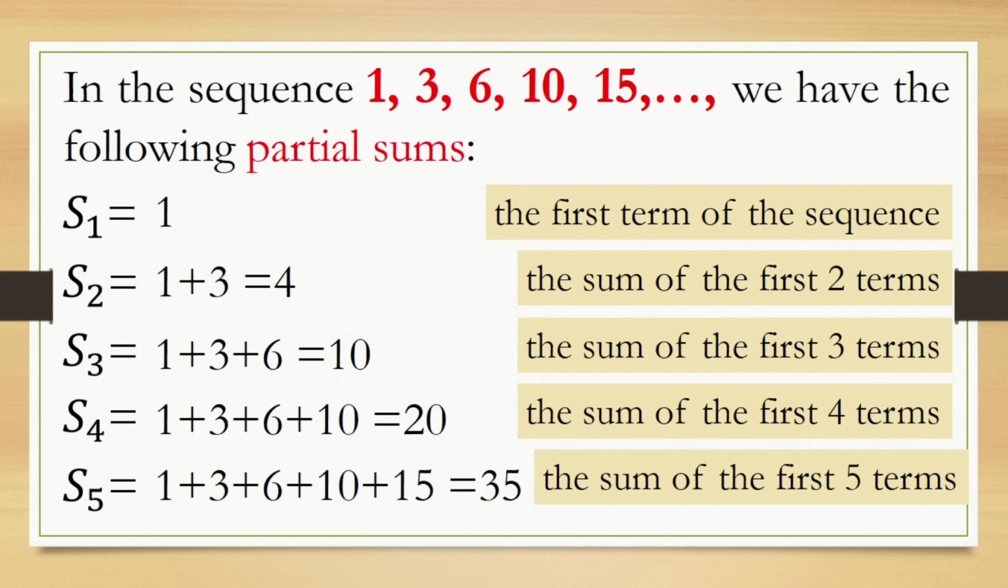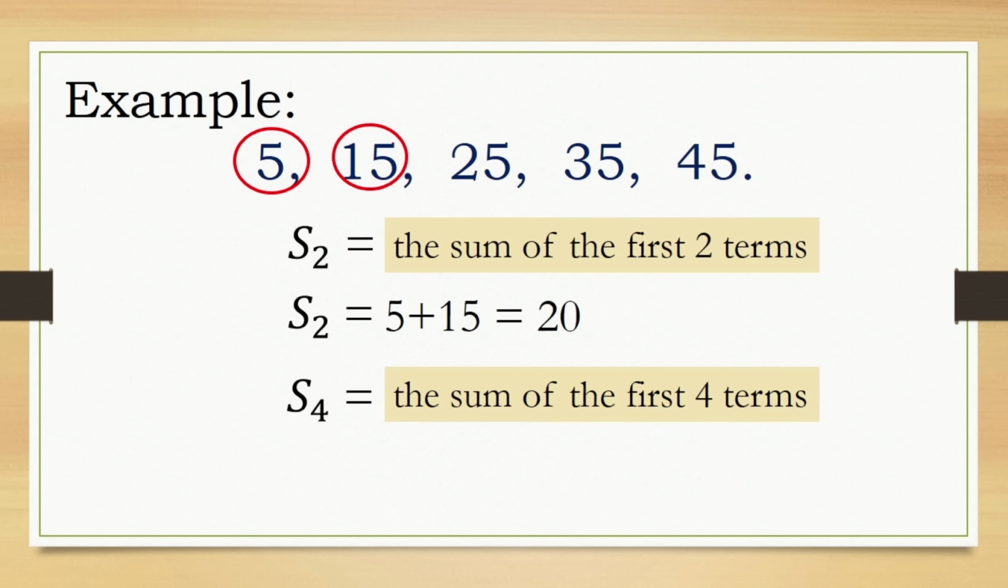Another example. S sub 2, ibig sabihin, the sum of the first two terms. So, ano yung first two terms natin? We have 5 and 15. So, therefore, we will have 5 plus 15, that is 20. S sub 4 is equal to the sum of the first four terms, yung unang apat. So, S sub 4, we have 5 plus 15 plus 25 plus 35, and that is 80.